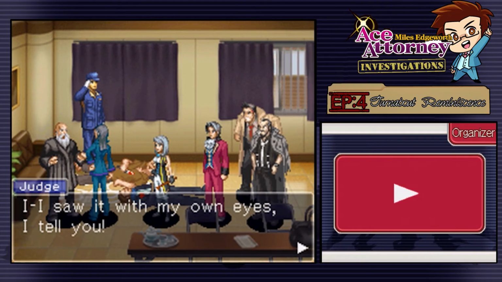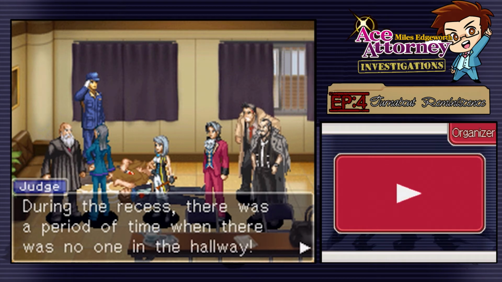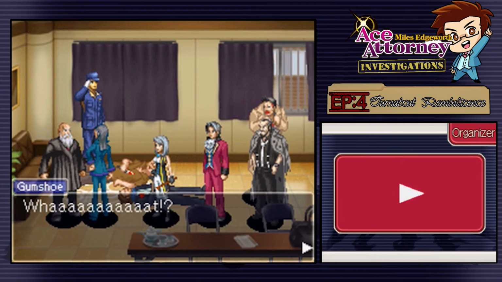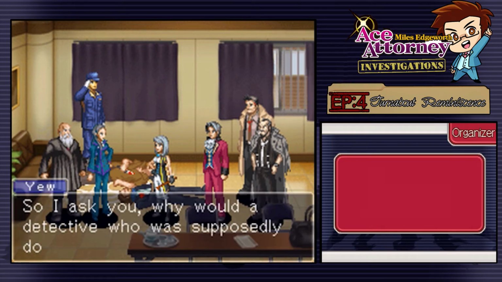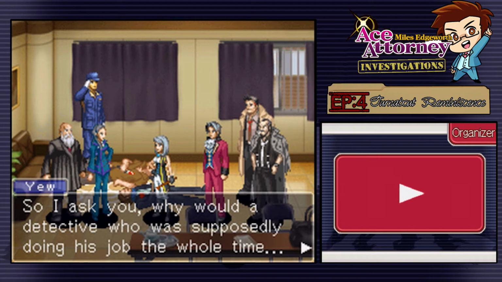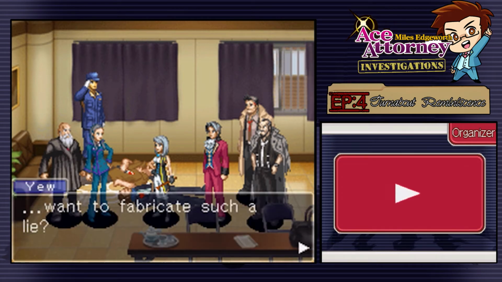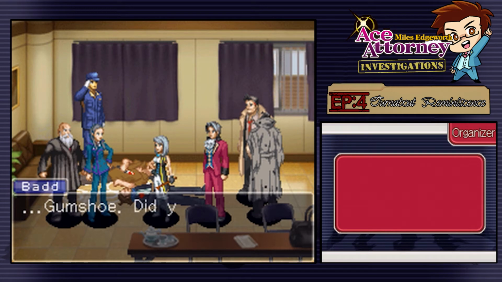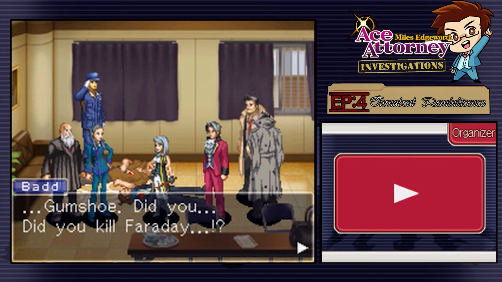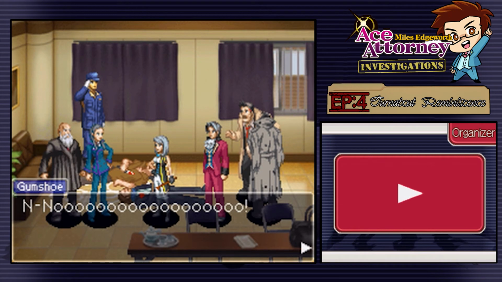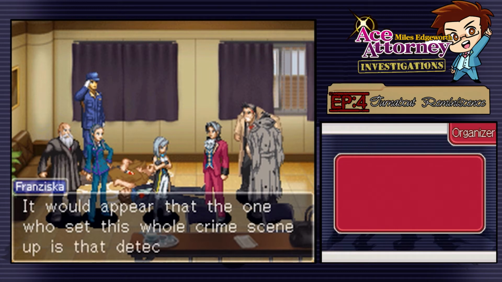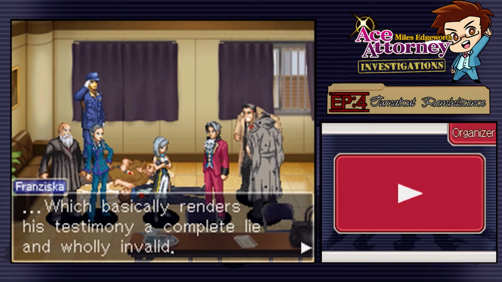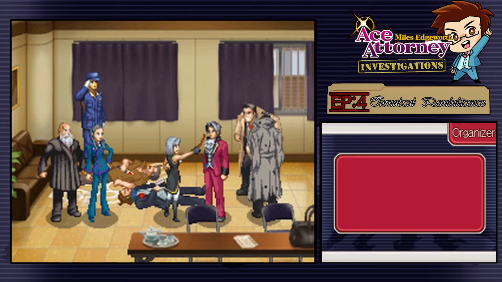I saw it with my own eyes, I tell you. During the recess, there was a period of time when there was no one in the hallway. What? See, Mr. Bad? So I ask you, why would a detective who was supposedly doing his job the whole time want to fabricate such a lie? Gumshoe, did you kill Faraday? No! Of course not, sir. It would appear that the one who set this whole crime scene up is that detective. Which basically renders his testimony a complete lie and wholly invalid.